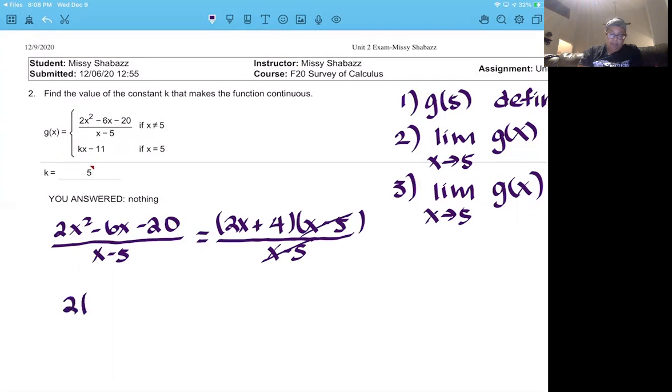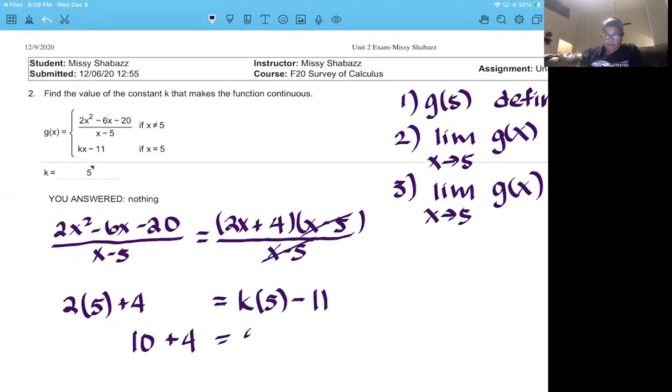And if I plug in my point, 2 times 5 plus 4, and I plug in a 5 here, I want that K value so that it equals exactly where that hole is. All right, so that's what we need to find. All right, so I get 10 plus 4 equals 5K minus 11. So I get 14, add 11, and that gives me 25.